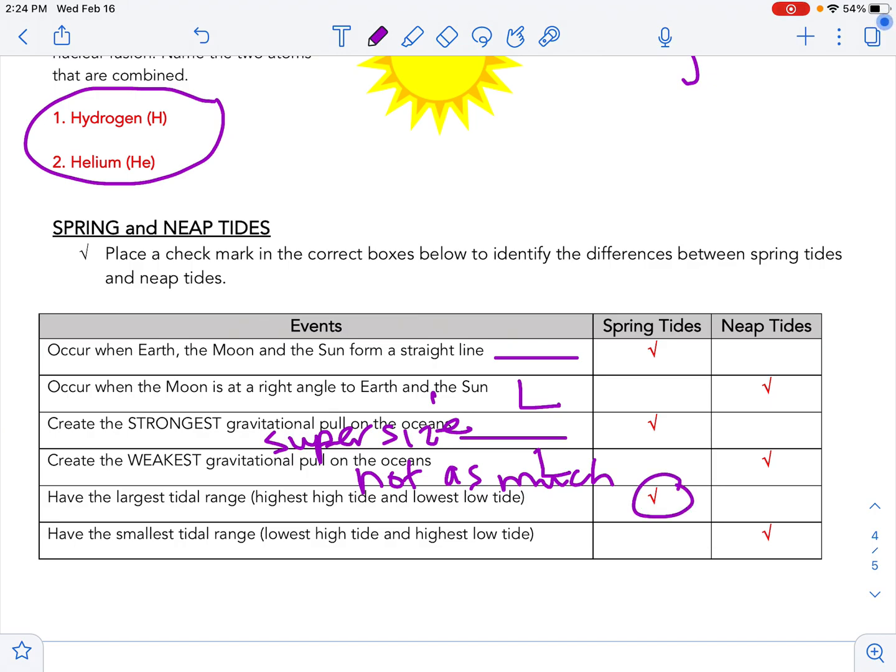That's spring. Have the smallest tidal range. So when you compare the high tide amount and the low tide amount, it's going to be the smallest, because we have the lowest high tide, because the sun and the moon are diminishing each other. They are working against each other, their gravitational pull. So we're going to have our lowest high tide and our highest low tide during a neap tide.